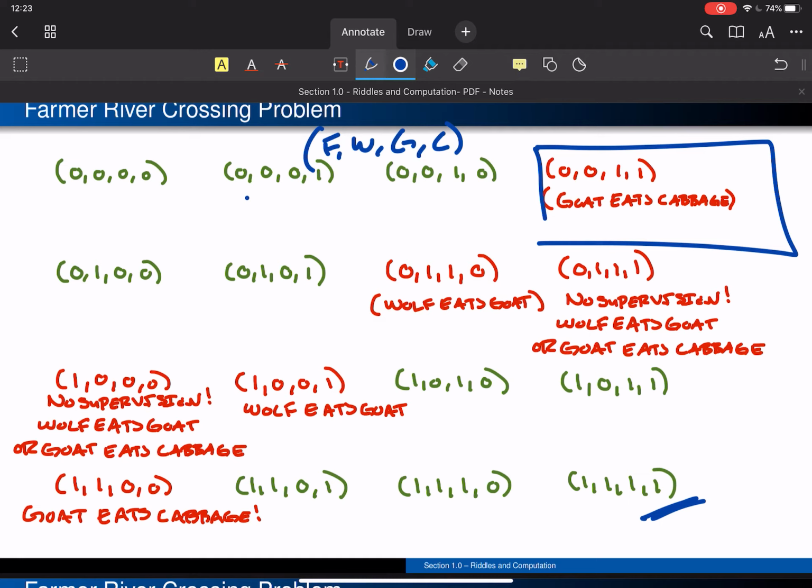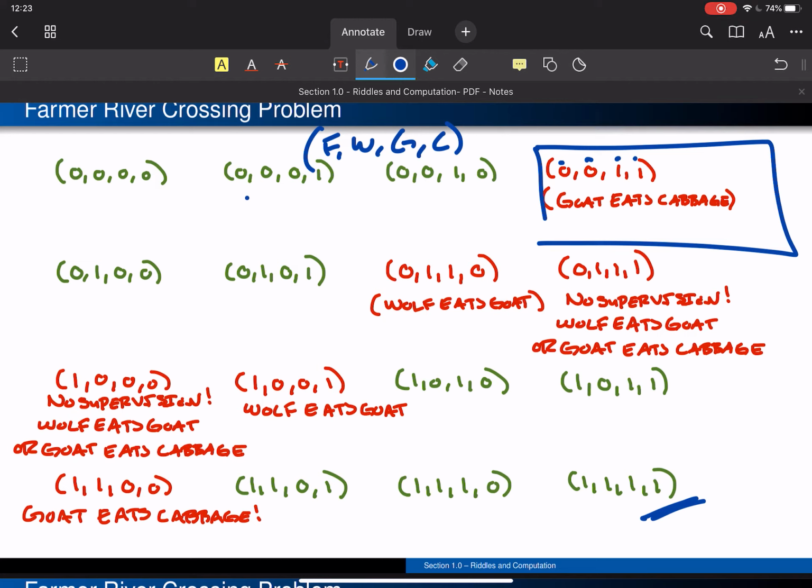So this tells me that the farmer and the wolf are on the left-hand side, which is then going to say that the goat and the cabbage are on the right-hand side, and they don't have any farmer supervision, so the goat's going to eat the cabbage because there's nobody to tell the goat no. So that's a state that we want to avoid.